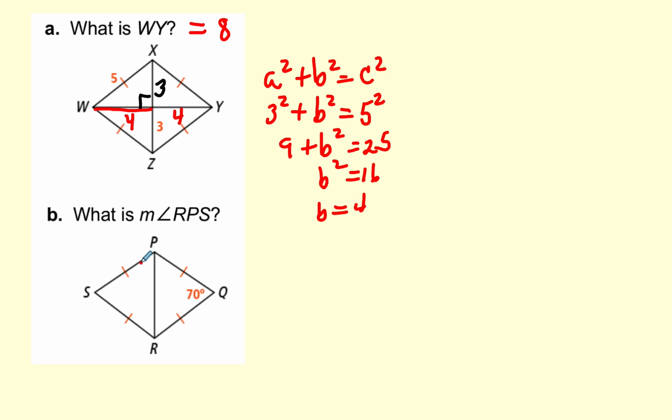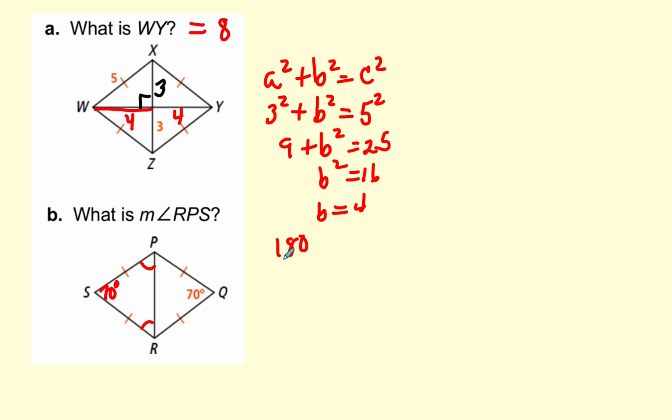Now let's talk about figuring out how big RPS is. We want to figure out this angle right here. So we know that this is 70, so we know this other side is 70 because opposite angles are congruent. And here we have an isosceles triangle, and we know in an isosceles triangle these two angles are equal.